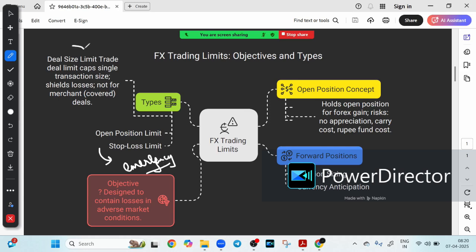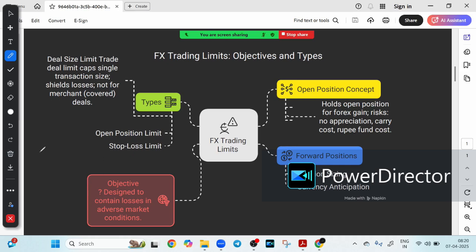And then we have something called deal size limit, which sets a ceiling on the size of an individual trade. That means it sets a cap on the size of the individual trade. But remember, this deal size limit is mainly for proprietary deals, not for covered merchant deals, right?